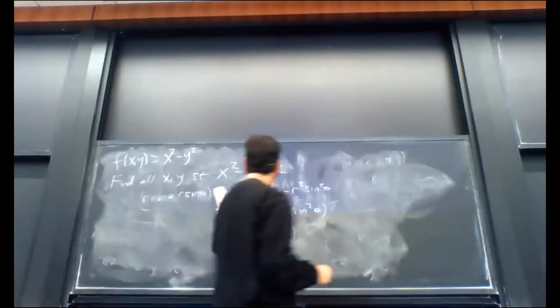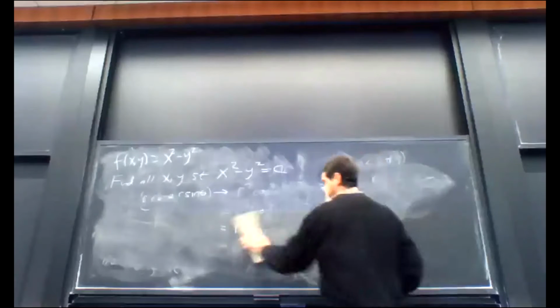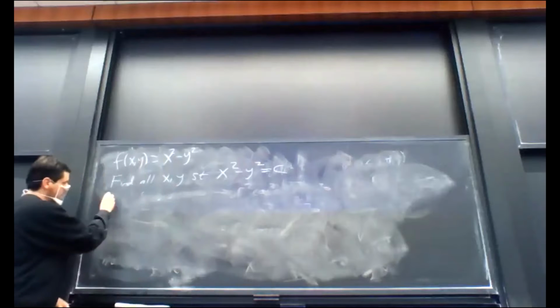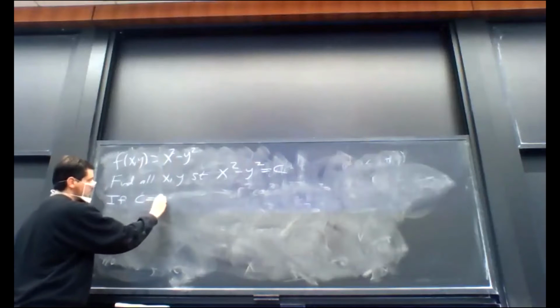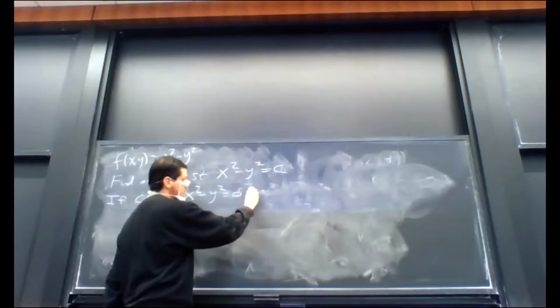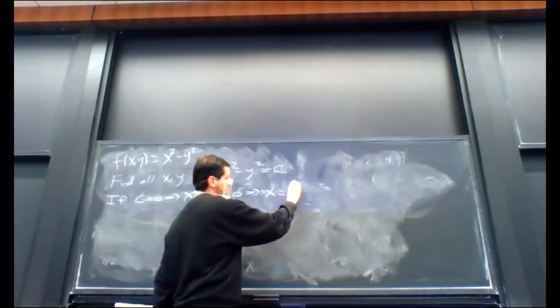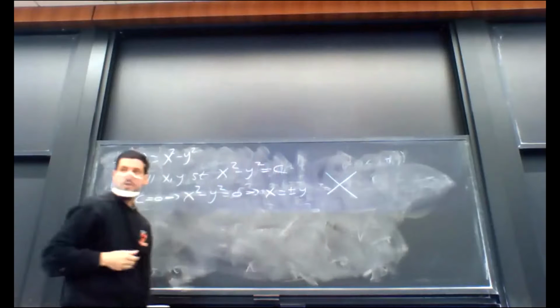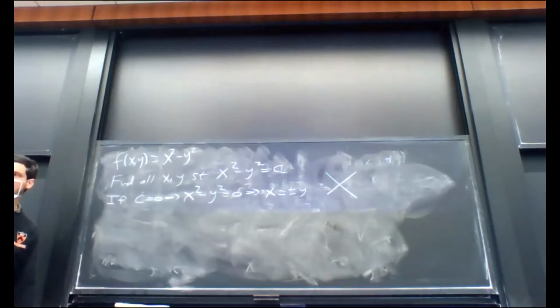So let's try to solve for the level set. The easiest is c equals 0. If c equals 0, you get x squared minus y squared equals 0. That means x equals plus or minus y, and it's just going to be two 45 degree angle lines.